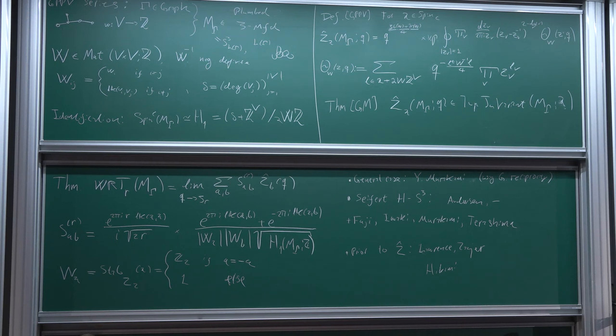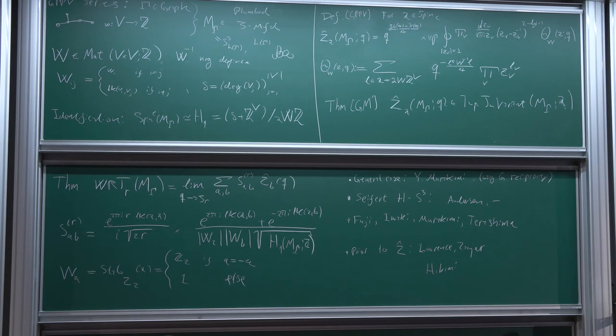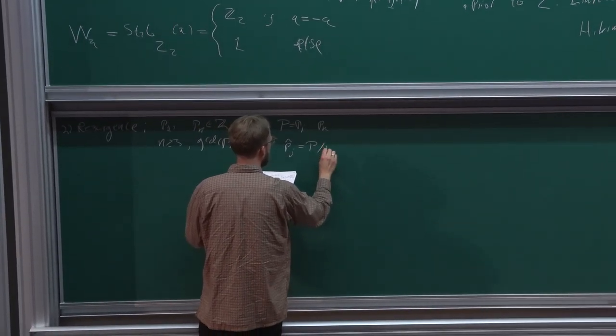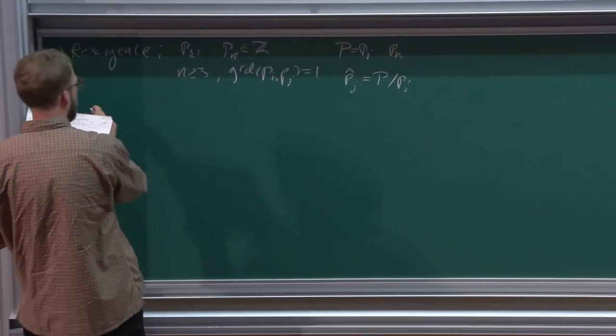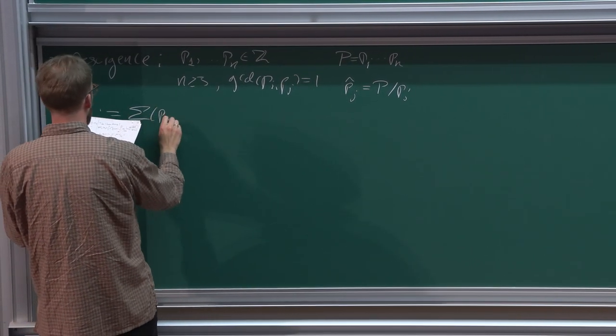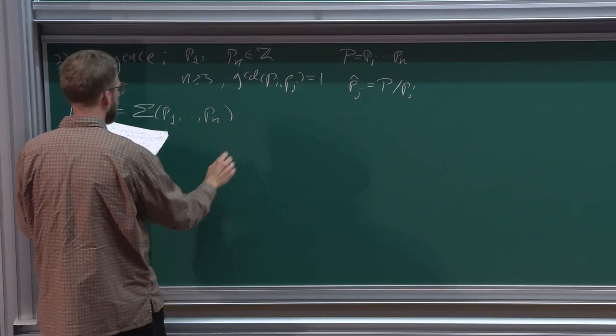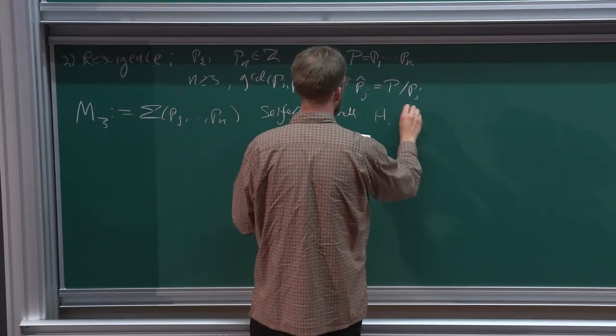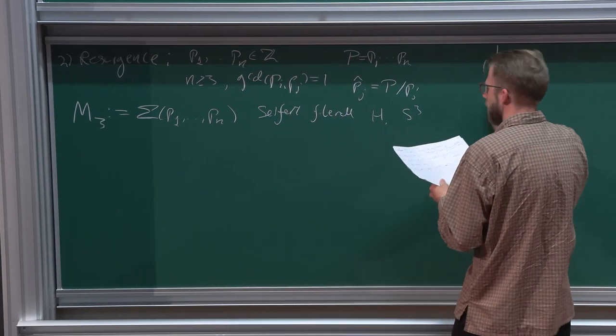So let's be precise with our assumptions. We take P1 through Pn, co-prime integers. At least we need to have three of them. We introduce capital P as the product of the Pjs, and we introduce Pj hat as capital P divided by Pj. And we take our free manifold to be the Seifert fibered homology sphere with n exceptional fibers.